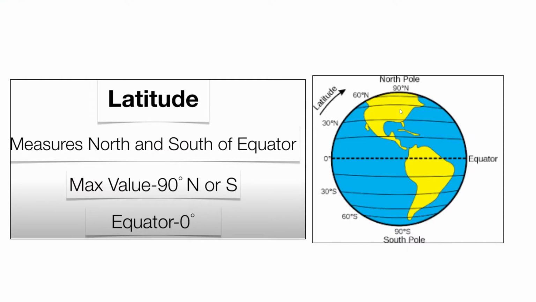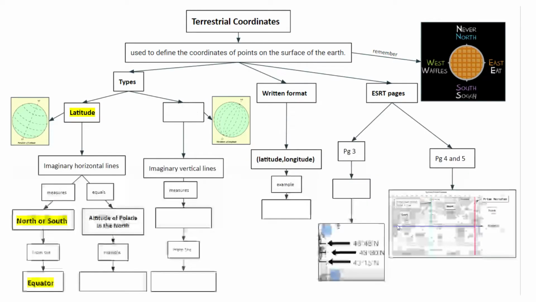So the highest value latitude can go is 90 degrees north, and the lowest value is 90 degrees south, right? So the equator is our reference line. We can figure out, say, this location would be 30 degrees north of the equator. This location, the North Pole, is 90 degrees north of the equator, and the South Pole is 90 degrees south of the equator. So let's write that down in your note packet. One type of terrestrial coordinate is called latitude, these horizontal lines, and they measure north or south from the equator.